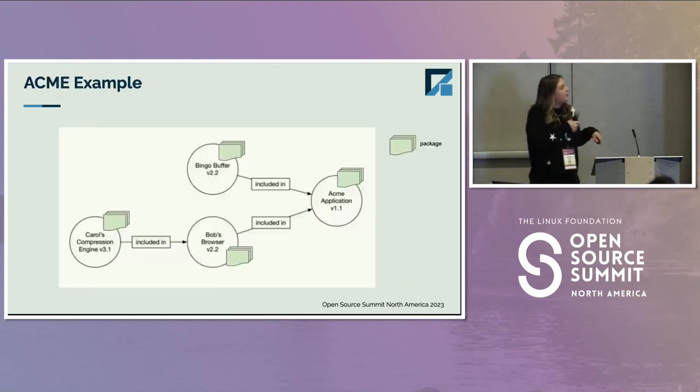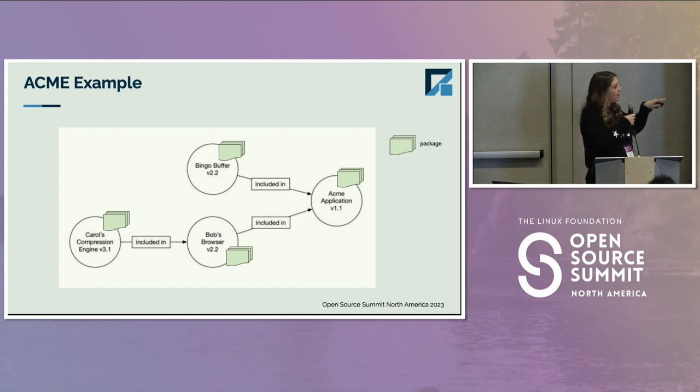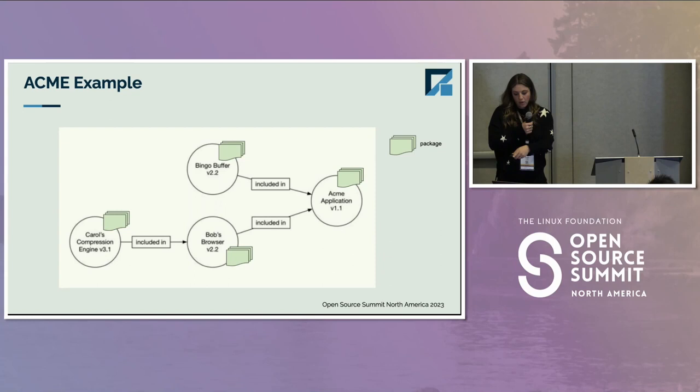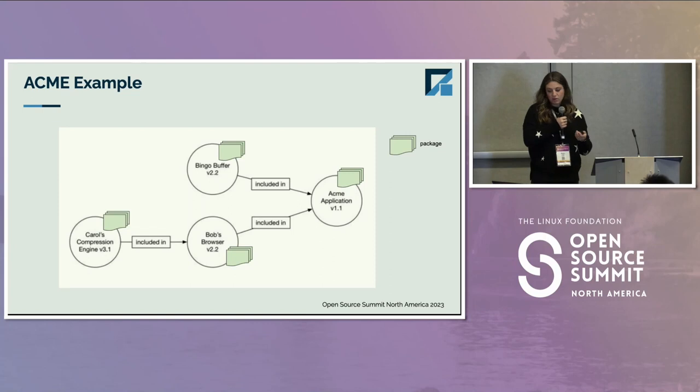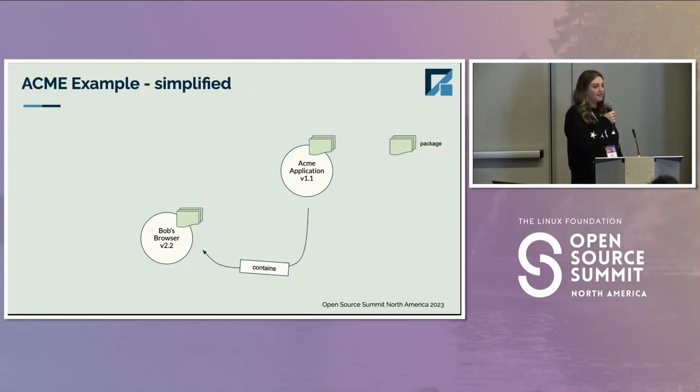So I wanted to go over an example. This is from NIST, I think. They have an SBOM document, and this is just a really simple example. We're going to assume that Acme application and Bob's browser, all of those are packages. So Acme application is what you would typically think of like, oh, this is the top level software. I want an SBOM for that. And it has all of these dependencies included in it. But we're going to simplify this even more since with code blocks, there's only so much that fits on a screen. So we're going to have this top-level Acme application, and it contains Bob's browser.